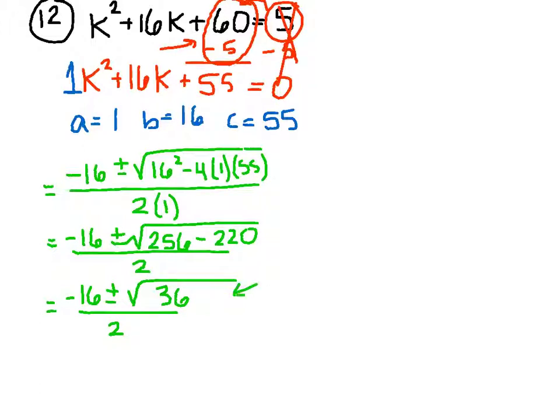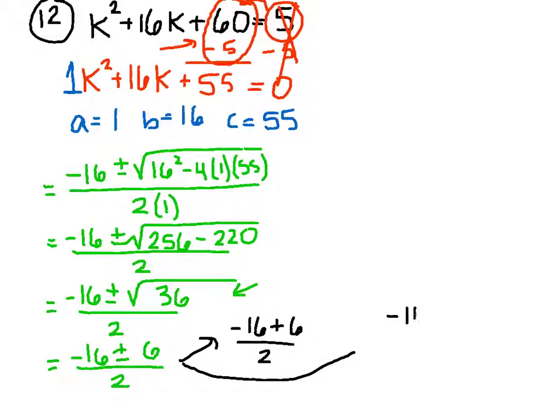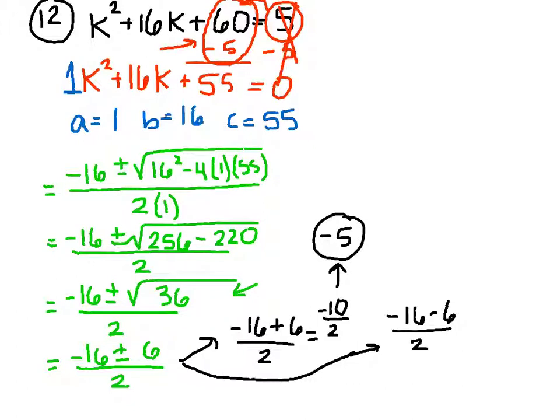And this is nice because we know the square root of 36 is 6. So we have negative 16 plus or minus 6 divided by 2. And so our two roots that we get is negative 16 plus 6 divided by 2 and negative 16 minus 6 divided by 2. So if we simplify these, negative 16 plus 6 is negative 10 divided by 2, which gives us negative 5 as one of our roots. And negative 16 minus 6 is negative 22 divided by 2, which is negative 11. That's another one of our roots.